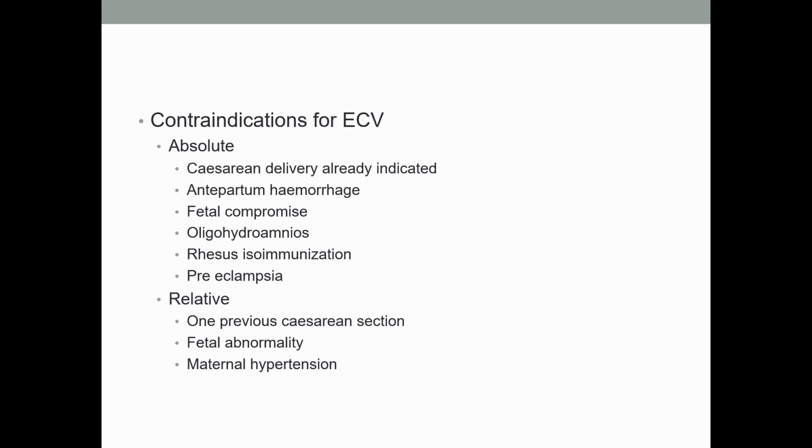But there are contraindications. You have to know the contraindications. Absolute contraindications are if she had a cesarean section previously. If you have a scarred uterus, you are not going to turn the baby in a scarred uterus. The baby will come out of the scar and end up in the tummy. If there's antepartum hemorrhage, no. If the baby is compromised, definitely not. If there is oligohydramnios, you are bound to fail. If the mother has rhesus isoimmunization, no. You will increase that problem. And if the mother has preeclampsia with a lot of fluid inside and all these things, no. Right?